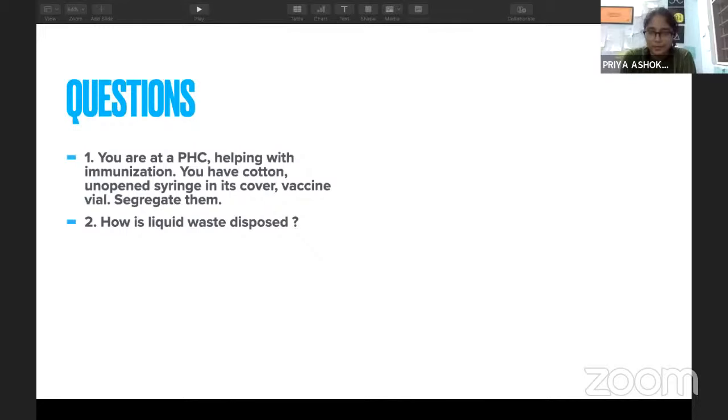How is liquid waste disposed? Okay, tell me under what category it would fall. Now, you know the colors, no? Which category would it fall under? Like if it's body secretions, that will go in yellow bag. Any liquid for that matter. How is it disposed? Autoclaving or incineration? I'm not sure. How do you incinerate liquids? I won't give you marks for that. Okay. So no 2 marks for that.